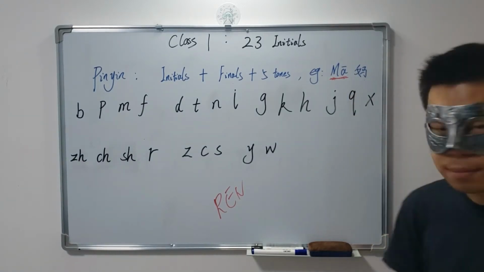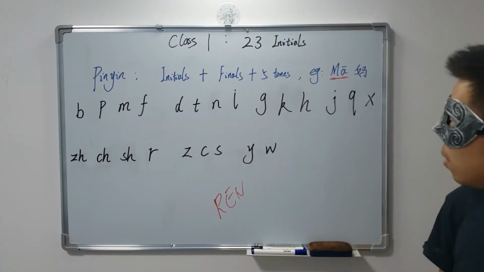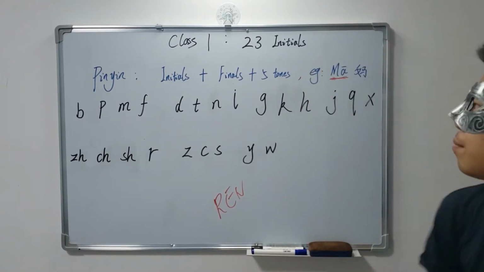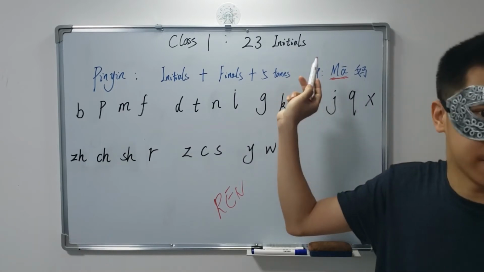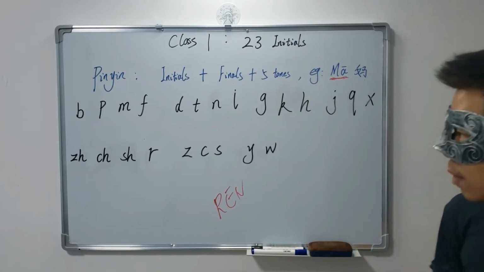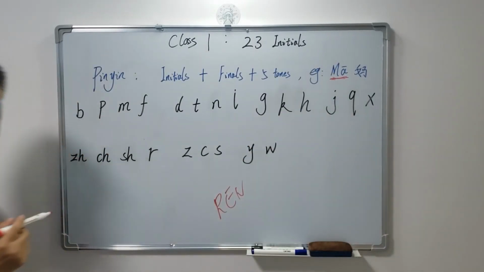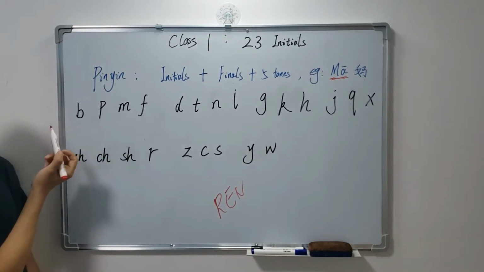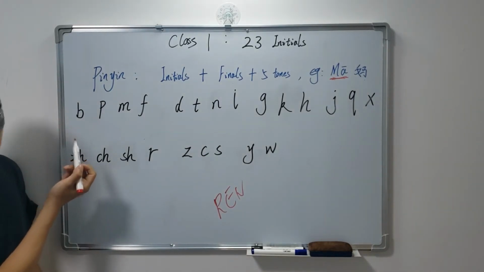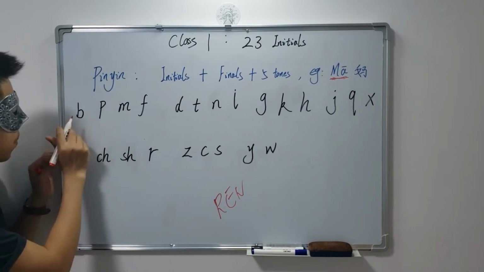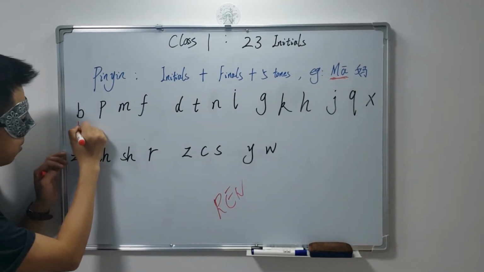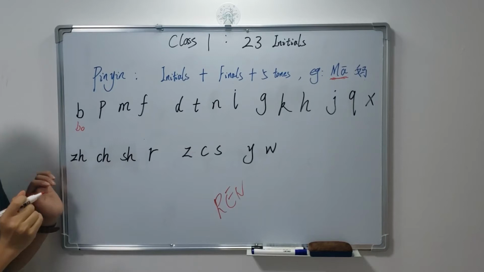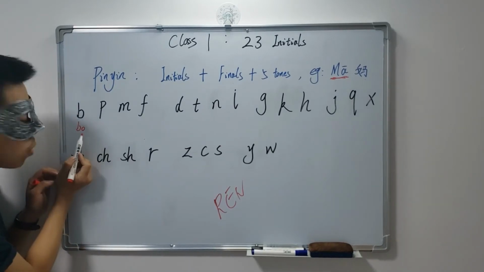Alright, okay. So let's start to learn the initials first. We have 23 initials in Chinese pinyin. So the first one is b, bo. Its pronunciation is bo. You can memorize like this. Bo, bo.